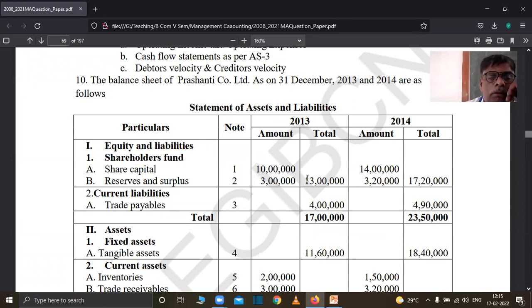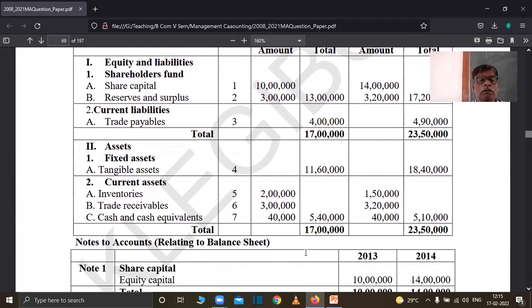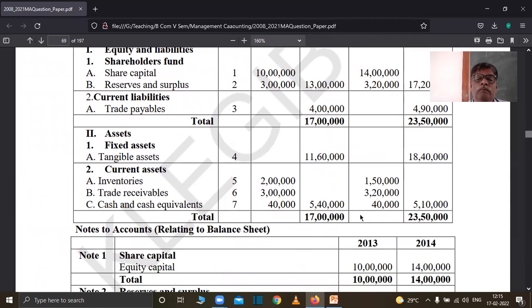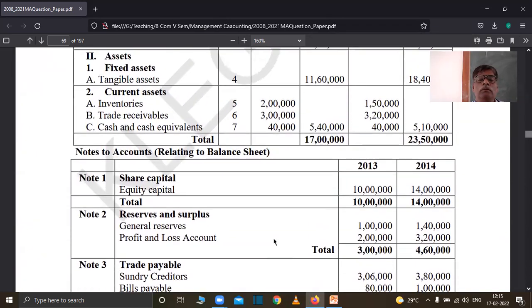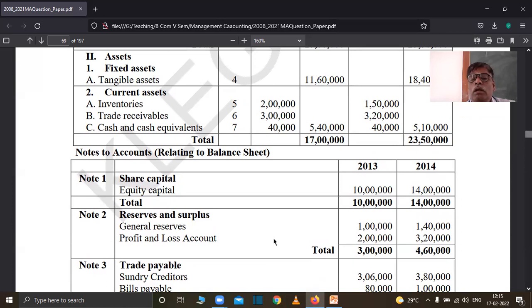And next is current liability. There are no other liabilities. Current liability goes to schedule of changes in working capital. Then fixed asset goes to fund flow statement, application and source. Then current asset goes to schedule of changes in working capital. You see the notes one by one. The first note, share capital, 10 lakh, 14 lakh. So this increase is nothing but increase in share capital, issue of shares. This is called source of fund.